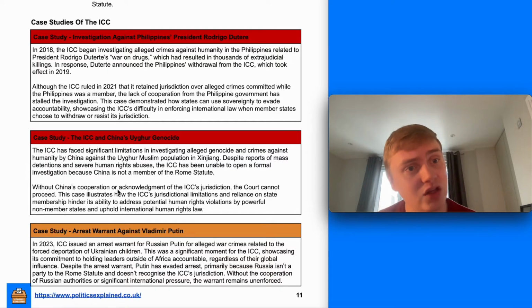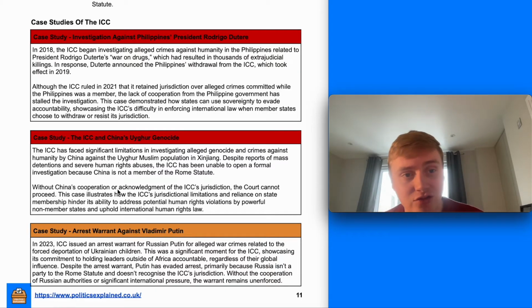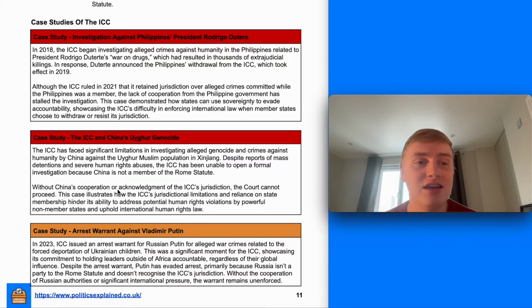It began in 2018 investigating in the Philippines for Duterte's war on drugs, which has resulted in thousands of extrajudicial killings. And in response, Duterte simply withdrew from the ICC, which took effect in 2019. So although the ICC ruled in 2021 that it retained jurisdiction over alleged crimes committed while the Philippines was a member, the lack of cooperation from the Philippine government has stalled the investigation. It's really had little impact.